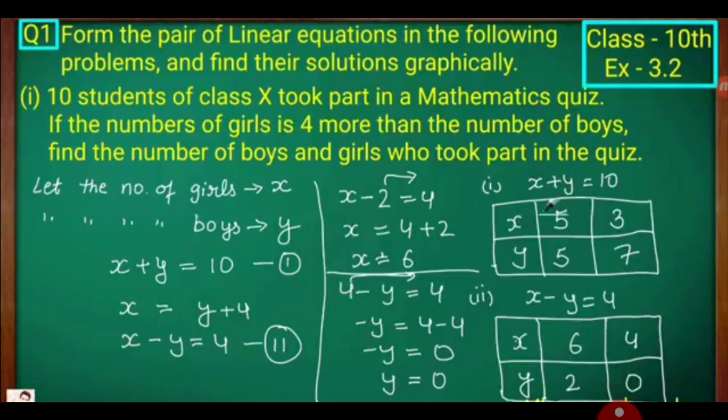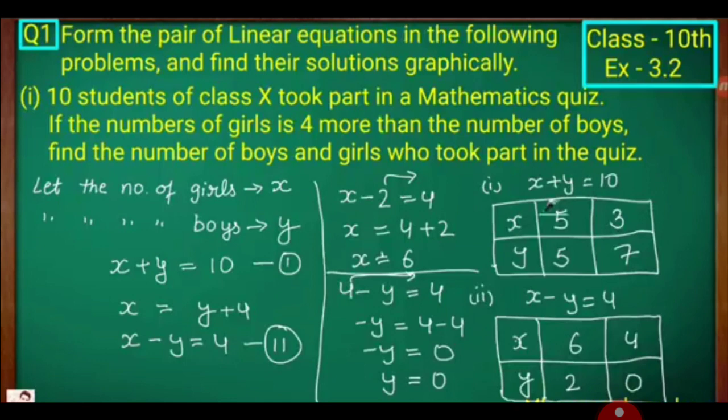So in the question it's given 10 students of class 10, meaning the number of boys and number of girls together is 10. For that we let the number of girls be x and the number of boys be y. So by the first situation, number of girls x and number of boys y, x plus y is equal to 10. It is given as equation number 1.